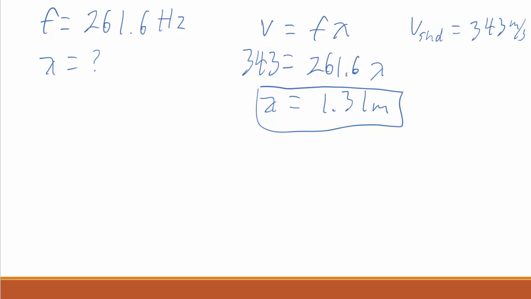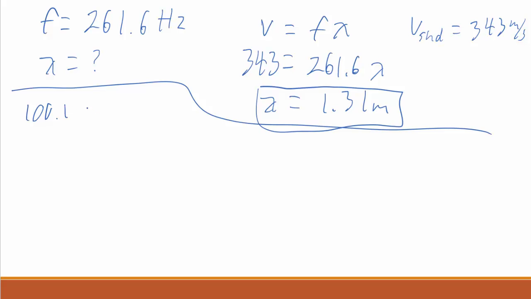Now let's say we want to know the wavelength of a radio wave. If you tune your radio to a radio station, let's say 100.1 FM, that 100.1 is actually the frequency, and on the FM dial, those frequencies are all in megahertz. Mega means million. So this is 100.1 times 10 to the 6th hertz. And if we want to know the wavelength of that, we're going to use our same equation, v equals f lambda.